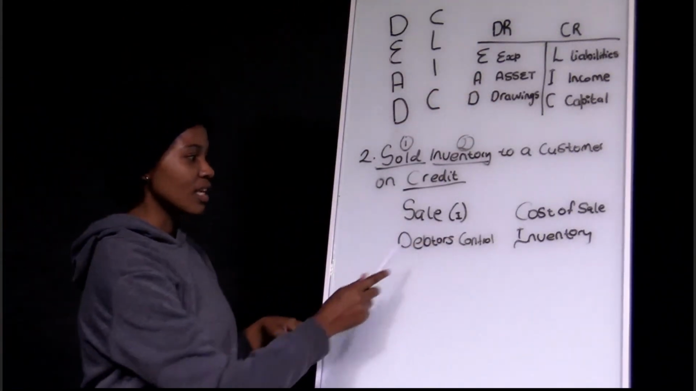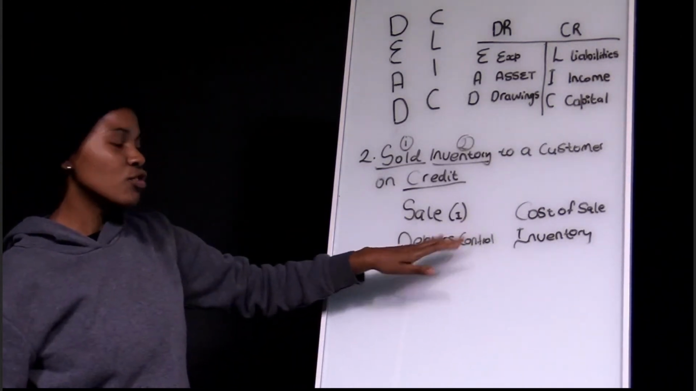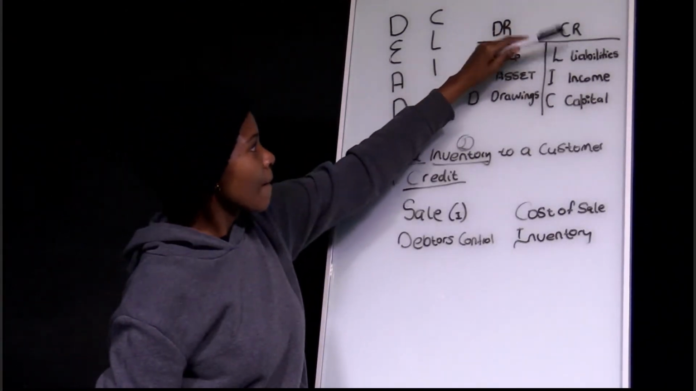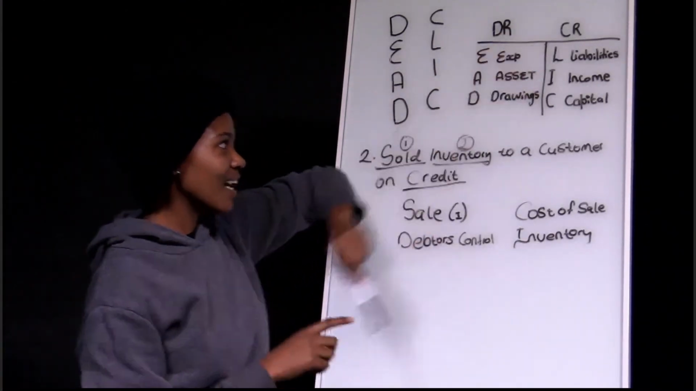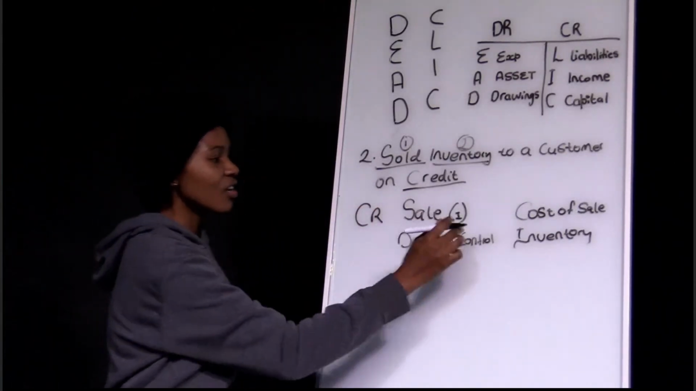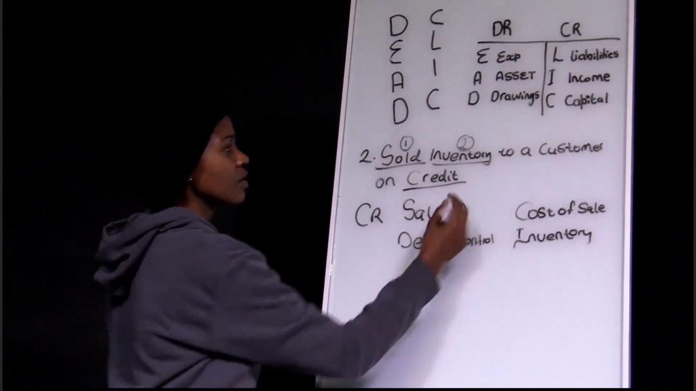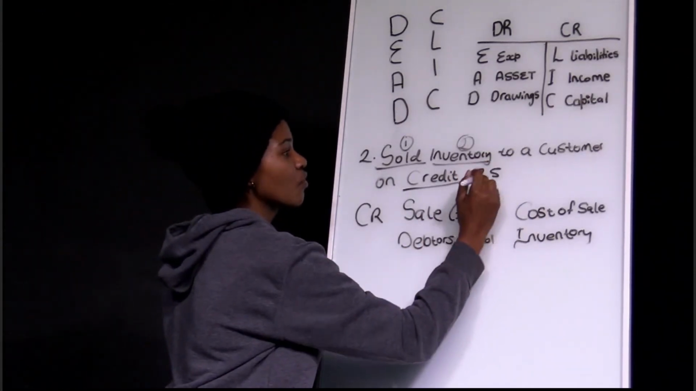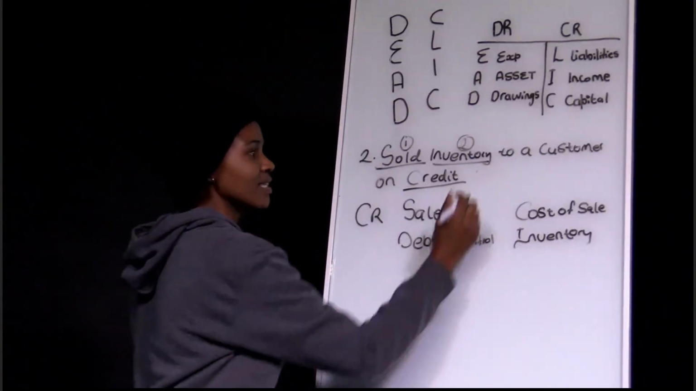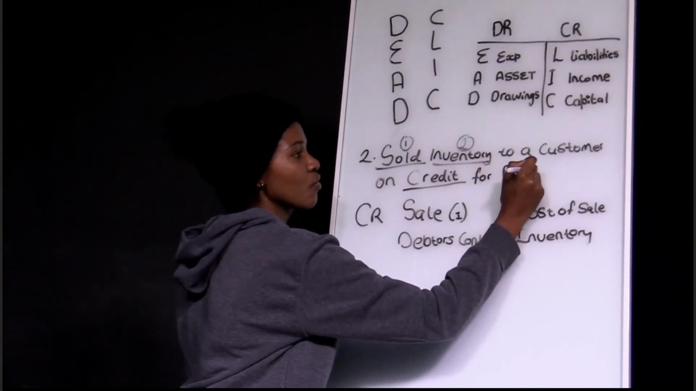What is happening to your sale? You're making a sale. You are selling these goods. The income which you are going to receive is increasing, and income increases on the credit side. So your sale must be credited. You credit your sale with an amount. Oh, I didn't write the amount here. Let's just say 500 Rand. It doesn't matter, because we're not going to do the calculation for the 500.